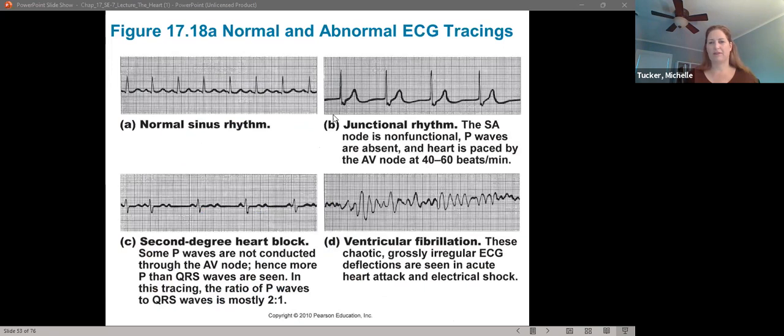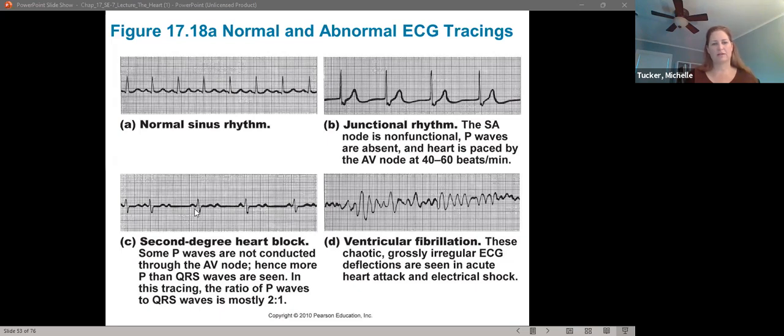And these are just kind of FYI, kind of interesting. This is a normal sinus rhythm. This is a junctional rhythm. There is no P wave. That means that the SA node is not stimulating the atria to contract.